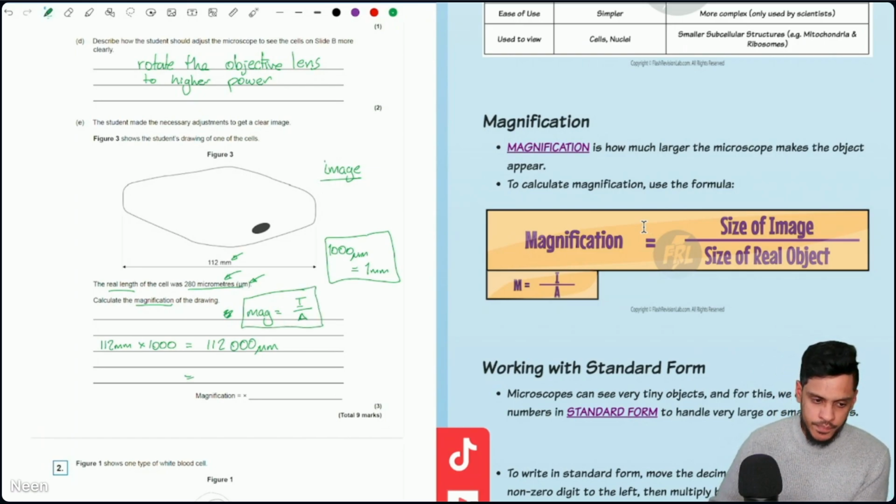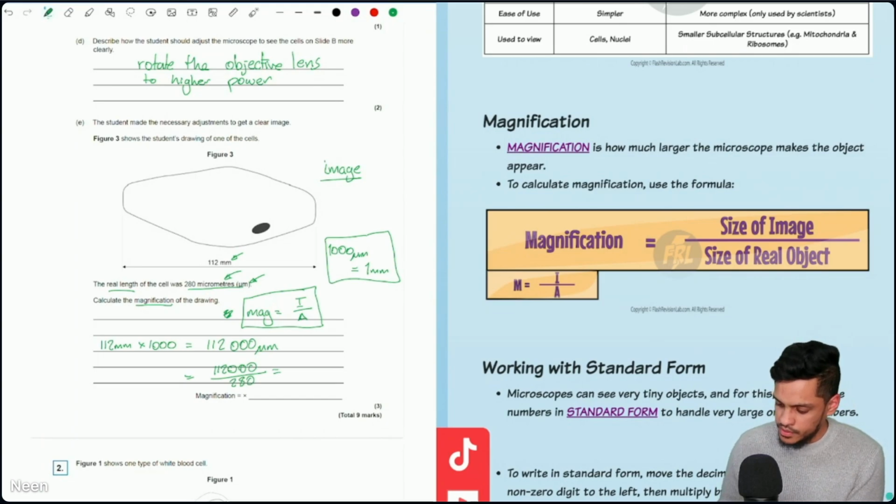And that gives you 112,000 divided by 280, because they're both in the same units. They both have to be the same units for you to work that out. And then you put that in the calculator and you get an answer of not quite 1,000. Anyone else got another answer? So you do 112,000 divided by 280. Put that in the calculator. You should get 400. Yeah, well done, Sarah. So magnification there is 400.